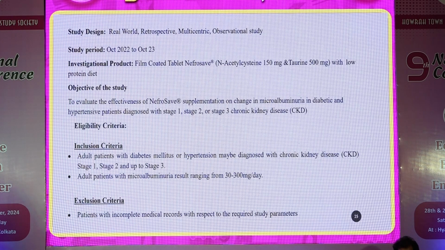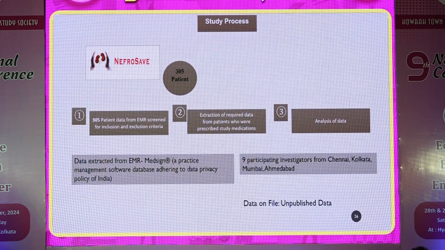It was to evaluate the effectiveness of N-Acetyl Cysteine and Taurine on change in microproteinuria in diabetic and hypertensive patients diagnosed with CKD 1, 2, and 3. Eligibility criteria, again, adult patient with diabetes or hypertension, which may be diagnosed with CKD stage 1, 2, 3, and adult patients with microproteinuria between 30 to 300 milligram per day. Exclusion criteria, all who had incomplete medical records were excluded.